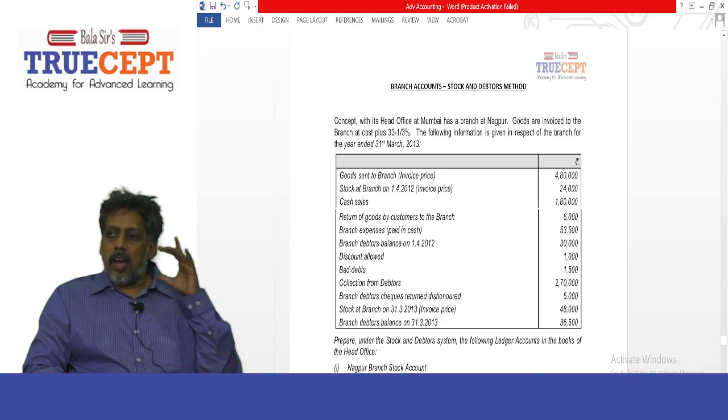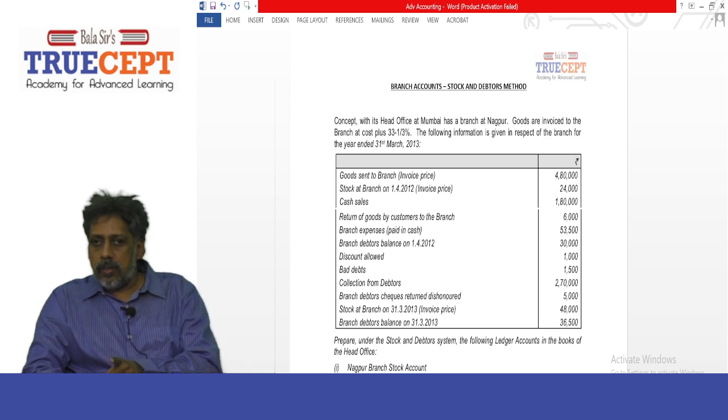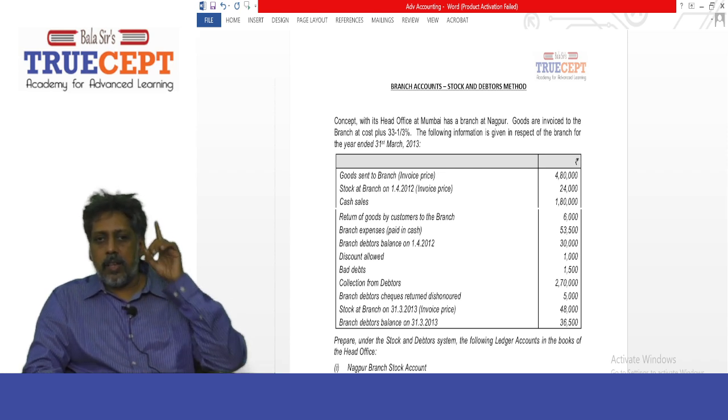Now let us go ahead and take on one more example on branch accounting. That is on stock and debtors method. Again, dependent branch. How do you ascertain profit under stock and debtors method? A very important sum. Let's go ahead to the question.